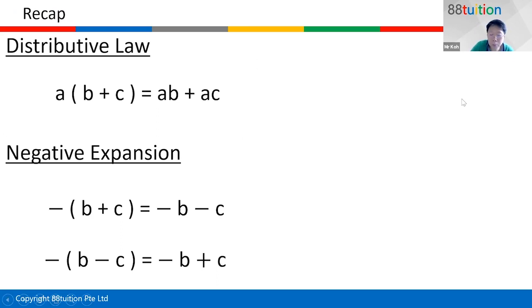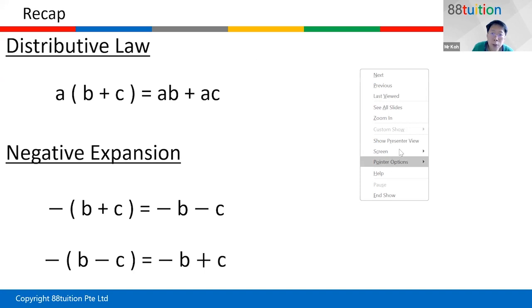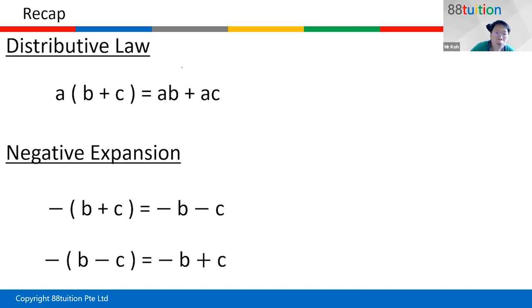So the first one we're talking about is the distributive law. So what exactly is the distributive law? Basically, if you are given this expression to expand, you take A multiplied by B, you will get AB. Then after that, you take A multiplied by C, you get AC. I hope you understand what you mean by AB and AC. AB is actually A times B, and AC is actually A times C. Is this all right with you?